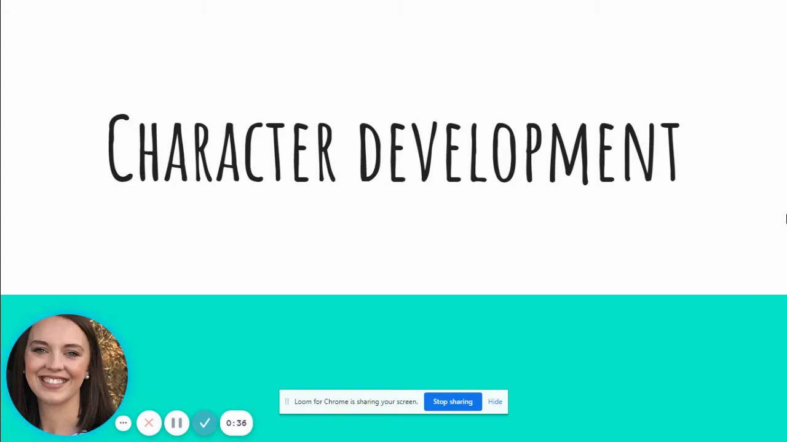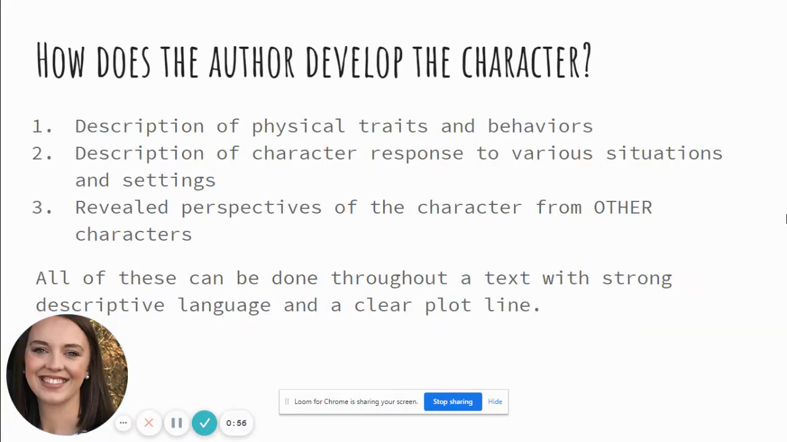But sometimes it can be difficult to understand how exactly that happens or how the author uses the writing to make that happen. So we're going to talk about that a little bit together today, starting with some of the simple features to some more complex features of this topic. To begin with, there are a few basic ways that the author works to develop the character.